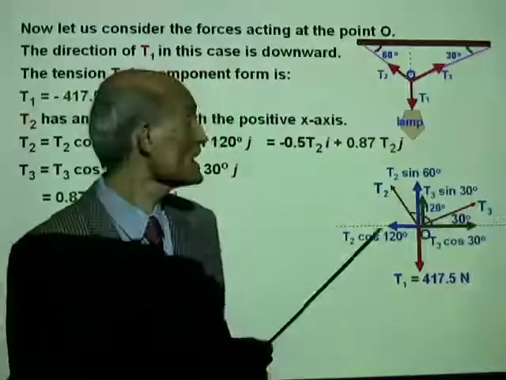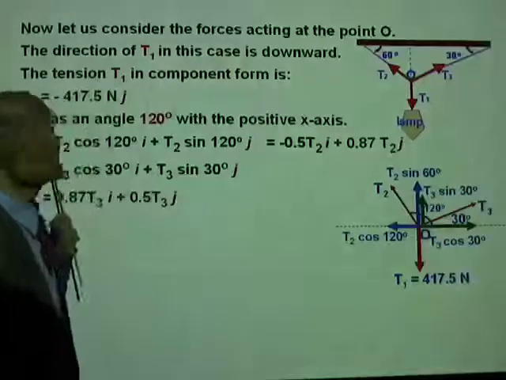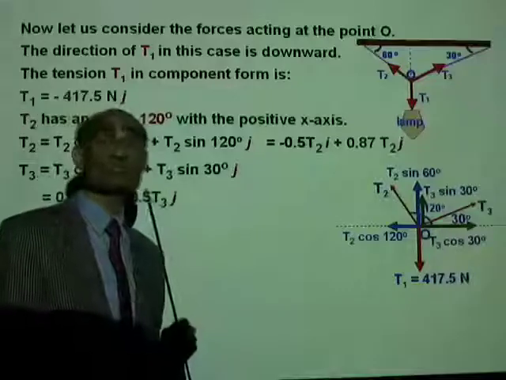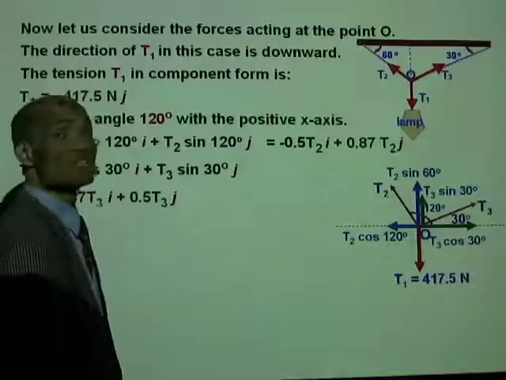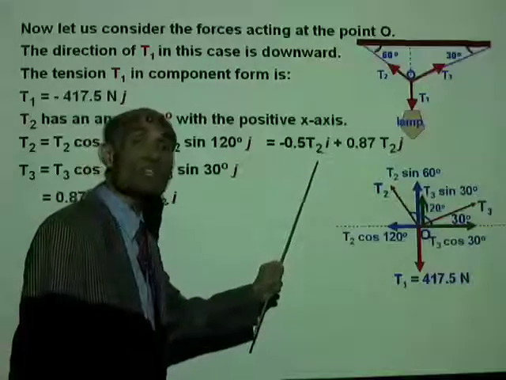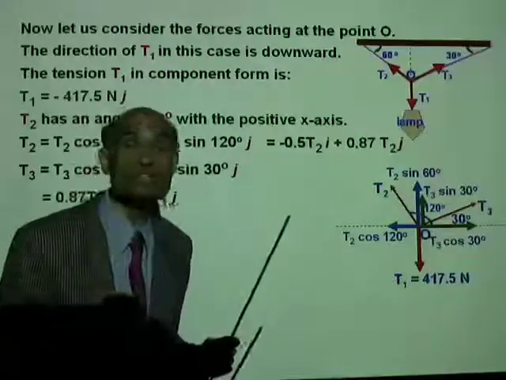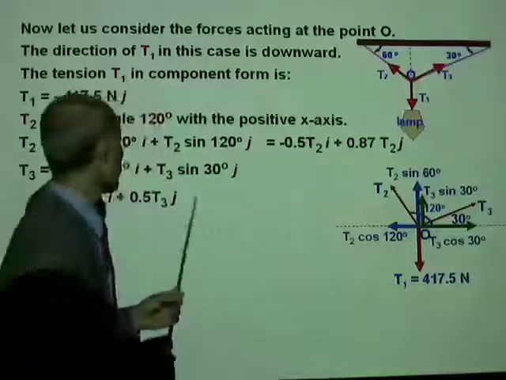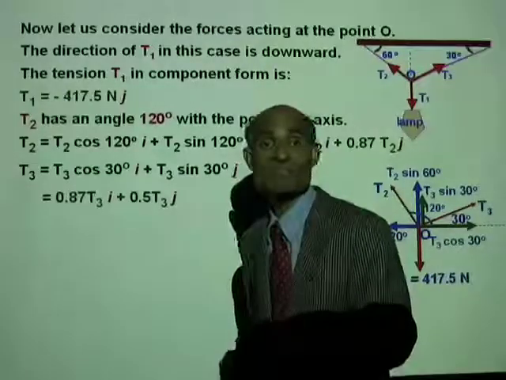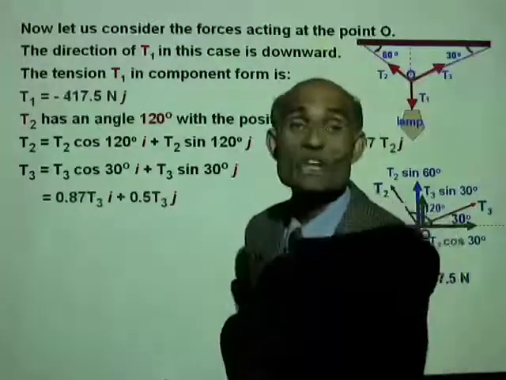Well, we have now three forces acting at the point O. The first force is T1, which is negative 417.5 Newton J. The second force is T2, which is equal to negative 0.5 T2 I plus 0.87 T2 J. We don't know what T2 is, we need to find T2. And the third force is T3 equal to 0.87 T3 I plus 0.5 T3 J. What is the situation?